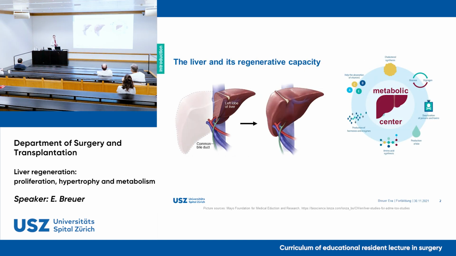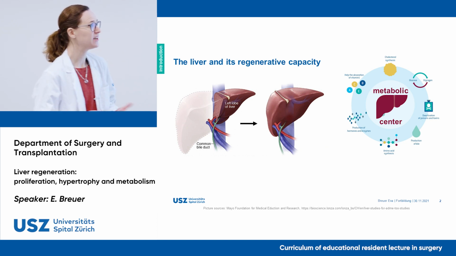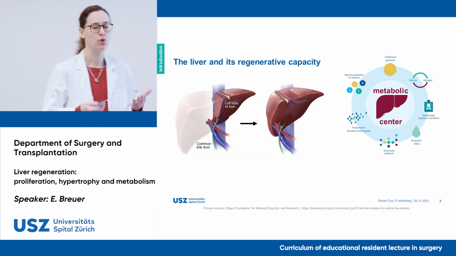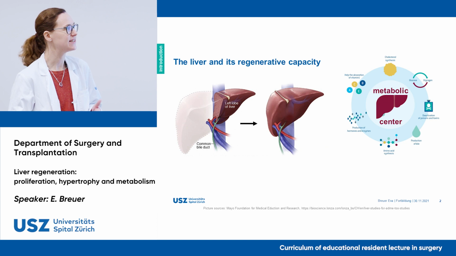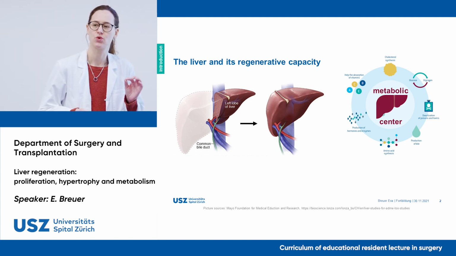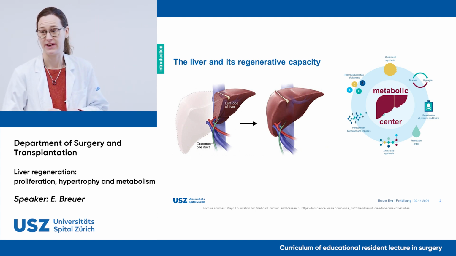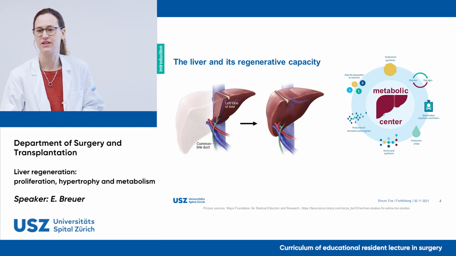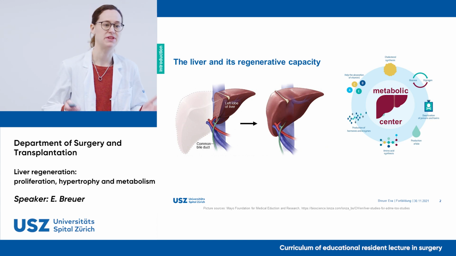So let's start with the liver. We all know the liver is our central metabolic organ in our body. It has many different functions. It stores and regulates glucose and fat. It produces amino acids. It has many detoxifying functions. And it has one unique thing: it can regenerate. We can take away about 70 to 80% of the liver tissue and the rest will grow back to its initial size within weeks.